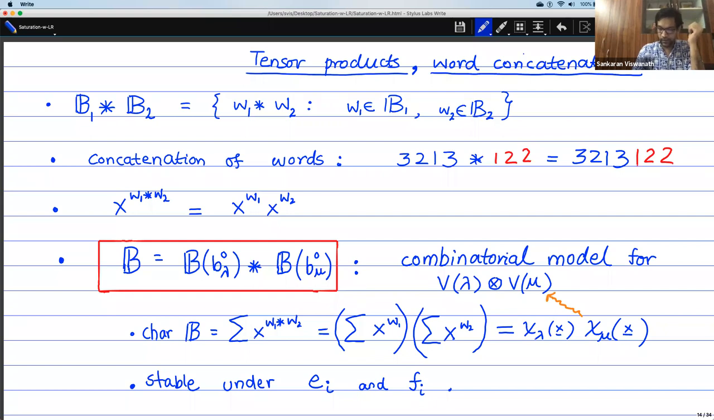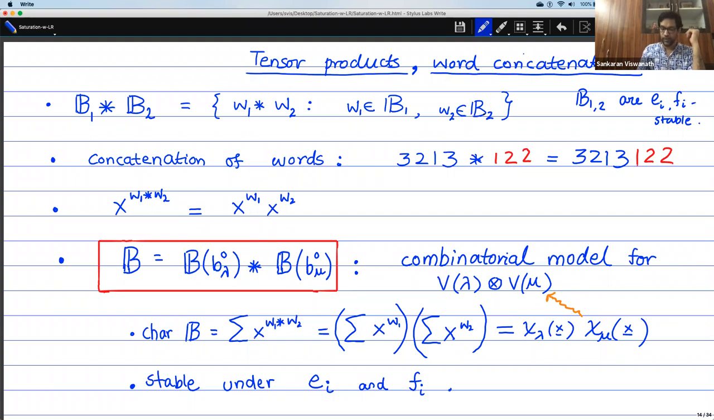Okay, so now I want to talk about tensor products and word concatenations. So if I have two word models, so let's say I have two sets B1 and B2, both of which are, let's say, stable under the E_i's and the F_i's. Okay. So let me say V1 and V2 are E and F stable, E_i, F_i stable. Okay. Now, given two such collections of words, what I can do is to form what's called V1 star V2, which is a new collection whose elements are just concatenations of words W1 star W2. W1 comes from the first set, W2 comes from the second set.